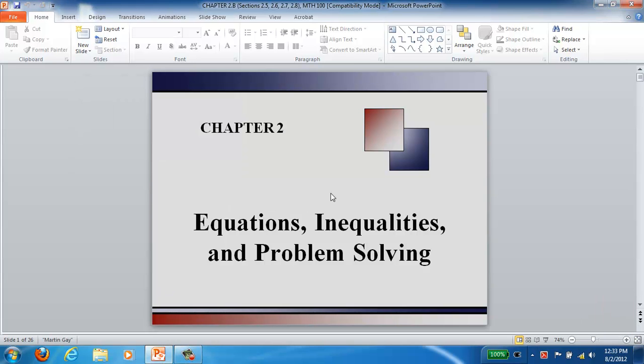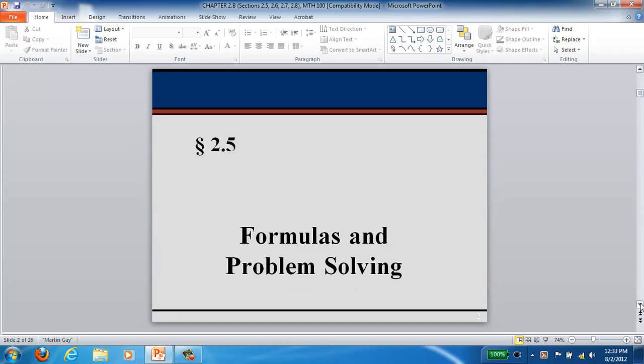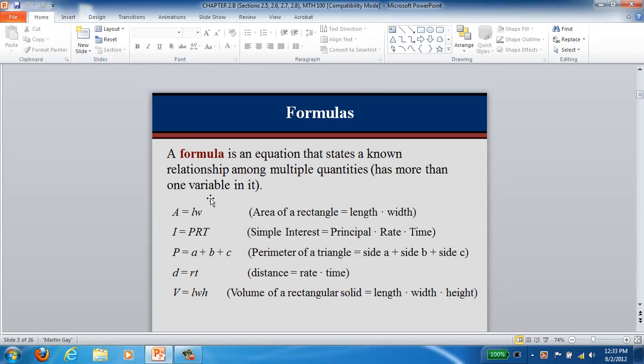Today we will be covering Chapter 2, Section B, Equations, Inequalities, and Problem Solving. 2.5 consists of formulas and problem solving. These are a few different examples of formulas: the area of a rectangle, simple interest formula, perimeter of a triangle, distance formula, and the volume of a rectangular solid.